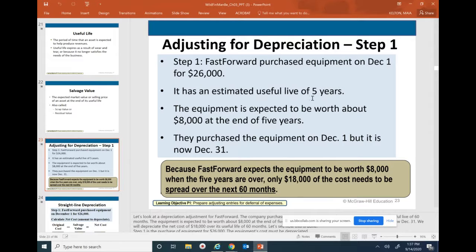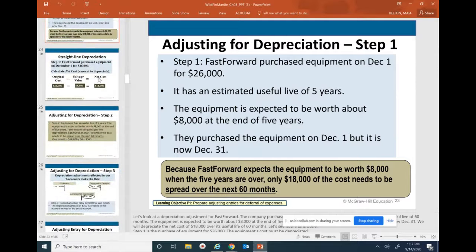The equipment has an estimated useful life of 5 years, so we can calculate the annual depreciation pretty easily. We also know that the company expects that the equipment will be worth $8,000 at the end of the 5 years. This is the equipment's salvage value. Now it's December 31st. We need to prepare an adjusting journal entry for that. So I know because I'm specifically told that I'm looking at the period December 1st to December 31st, I know that depreciation will be monthly.